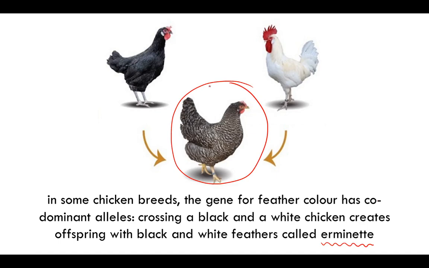The key thing to remember with codominance is that if you look at these feathers, they are both black and white at the same time. They are not a blend of black and white, which is gray. They are black and white. That is the characteristic feature of codominance. Both traits are expressed together. They are co-dominant.